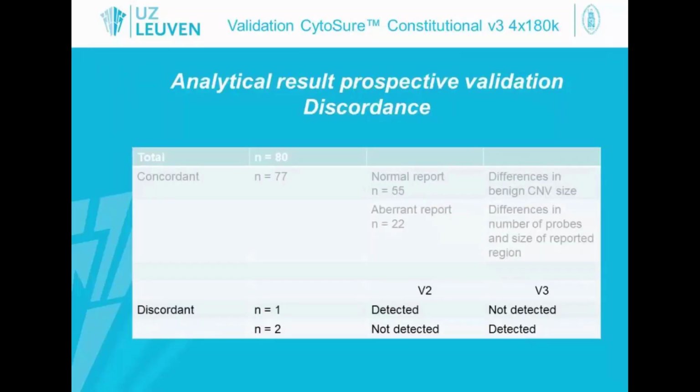So besides these 77 concordant results, we had 3 discordant results, but I already would like to mention that these were all very small aberrations, so under our cutoff of 200 kb. But I will guide you through these 3 discordant results. For one of them, we detected an aberration on the V2, which we did not detect on the V3, and for 2 others we did not detect something on the V2 where we detected an aberration on the V3.